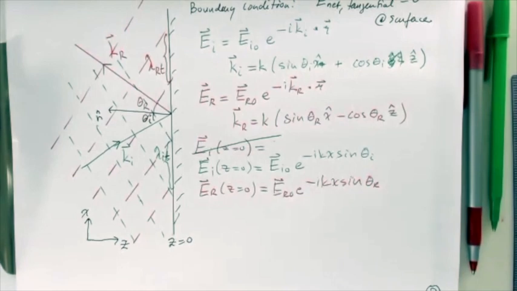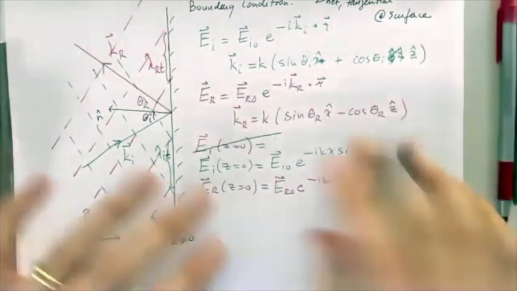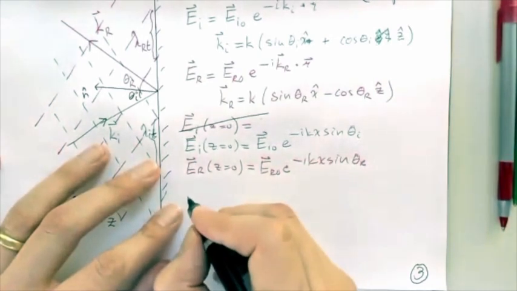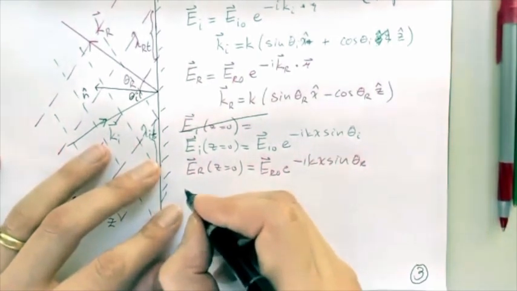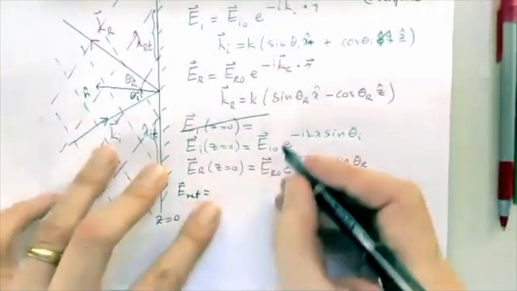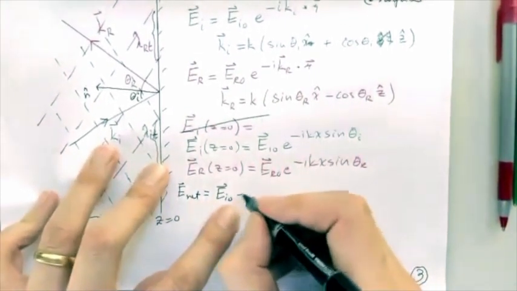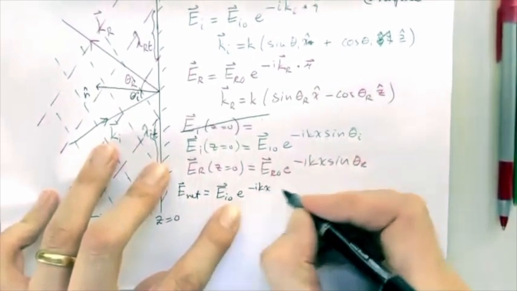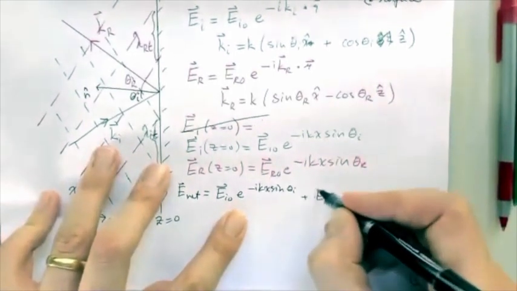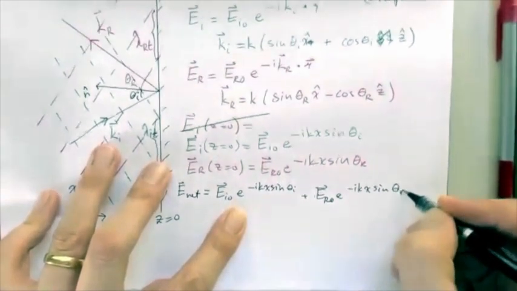Well, that means that when we add these two together, the tangential field needs to be 0. So we'll add these. So E net is going to be this plus that. So it's E_i0 e to the power minus i k x sine theta i plus E_r0 e to the power minus i k x sine theta r.